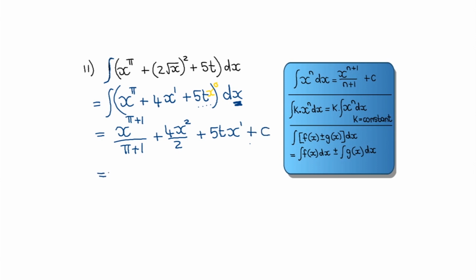plus the constant. So if I simplify this, it will be x to the power pi plus 1 divided by pi plus 1, plus 2 goes into 4 2 times, plus 5tx, plus a constant.